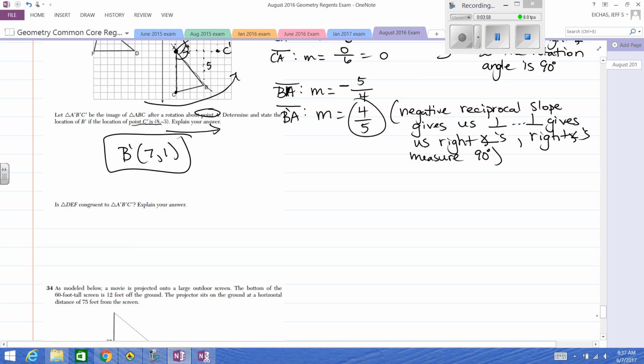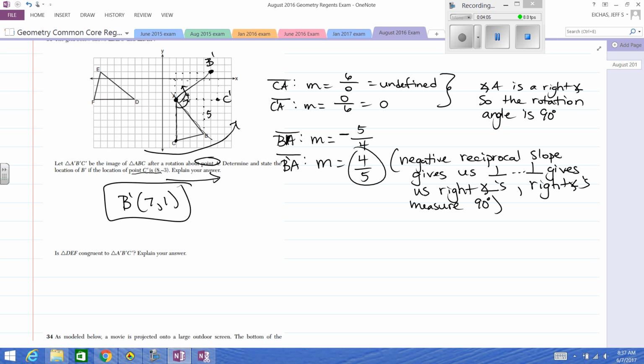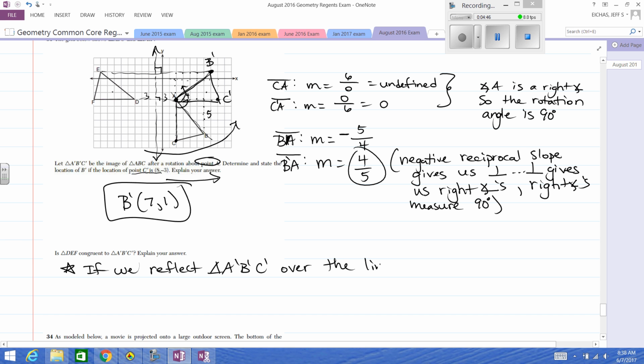All right, the next portion of this is triangle DEF congruent to triangle A prime, B prime, C prime. All right, if we connected these, right? Okay, I see it. It looks like we could perform a line reflection that would map this triangle onto that one. Okay, so it's perpendicular and congruent distances. You should be checking this. Yeah, so, all right, here's what we could say. If we reflect triangle A prime, B prime, C prime over the line x equals -1. That's what this line is.